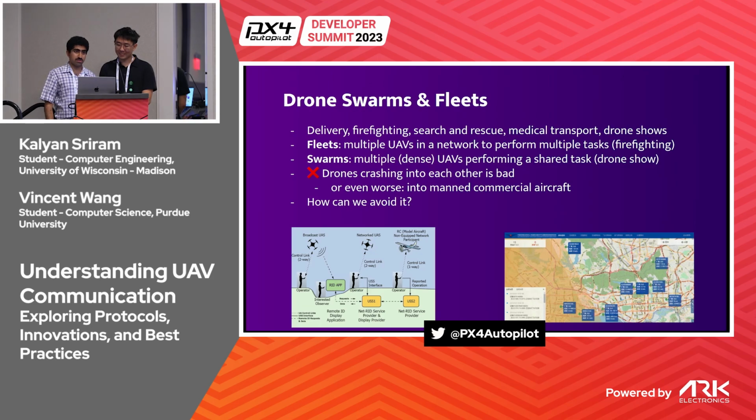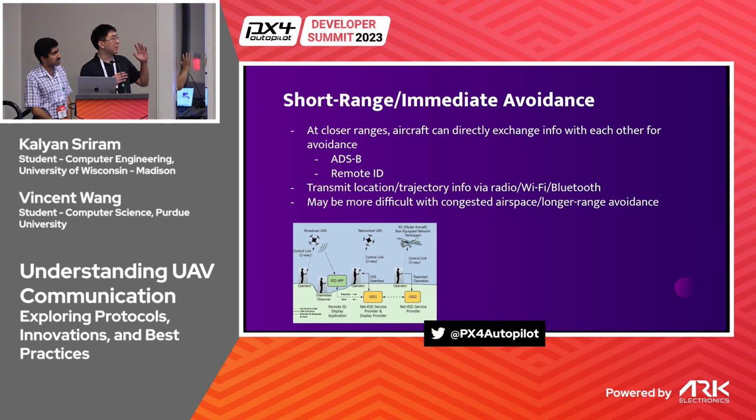The scale of these swarms and the possibility that multiple companies are operating in the same airspace means that drones need to be able to avoid each other. Drones crashing into other drones is really bad, and crashing into aircraft carrying real people is even worse. So we need to avoid that. So as usual, there's many solutions proposed for avoidance.